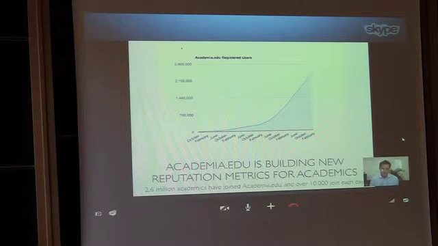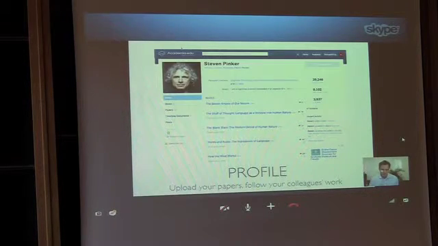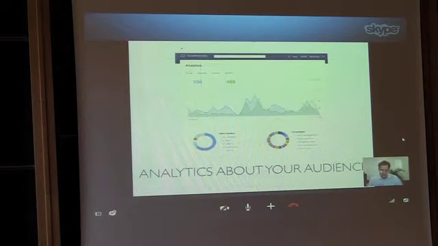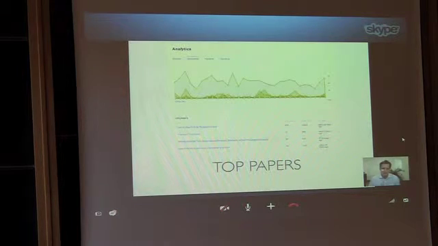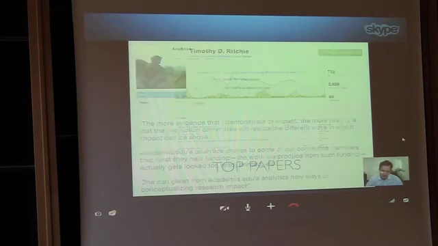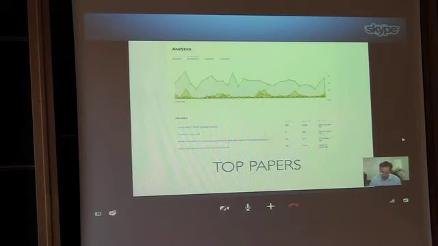So just a brief intro. Here's a profile of someone like Stephen Pinker. You can upload papers, and you can follow your colleagues' work on the site. You get an analytics dashboard about your audience that shows you how many reads you have. It shows you what countries your readers are coming from. It shows you what your top papers are, and it also shows you things like what search engines are driving the most traffic.